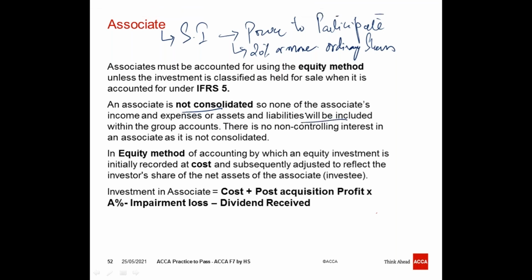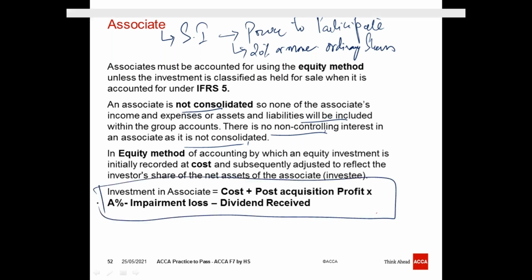will be included within the group accounts. There is no non-controlling interest in an associate as it is not consolidated. It should be accounted for under the equity method with this formula. So this is the only single line adjustment for the associate company. The first thing is the investment should be recognized at cost.